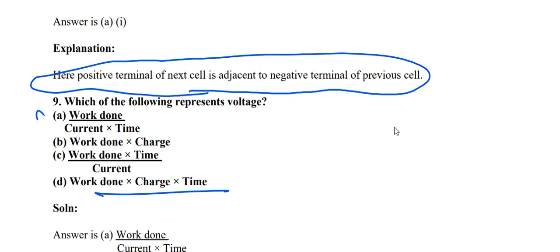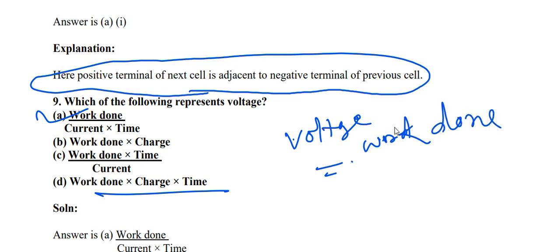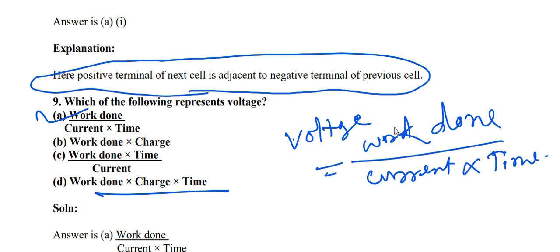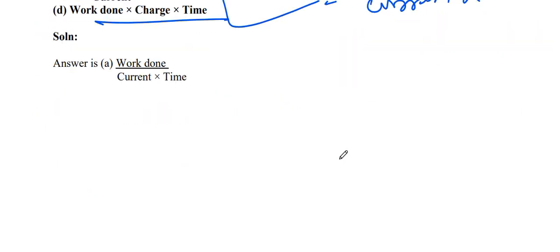We go through option number 1, A, that is what? Voltage equal to work done by current and time. It is the ratio of work done and the product of current and time. So voltage always represents this one, right? We go through A.